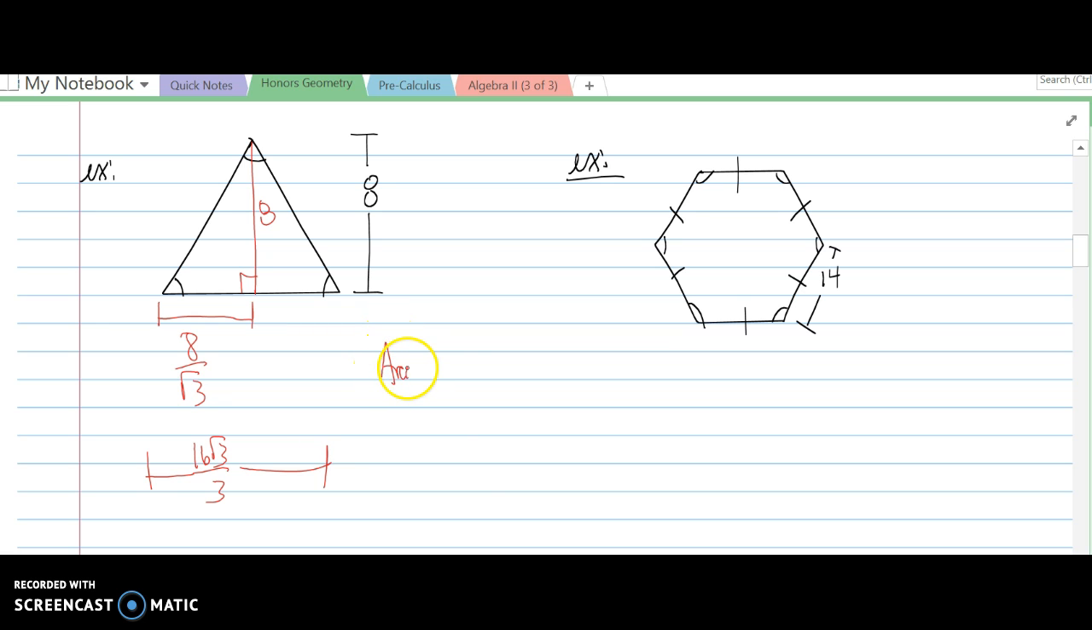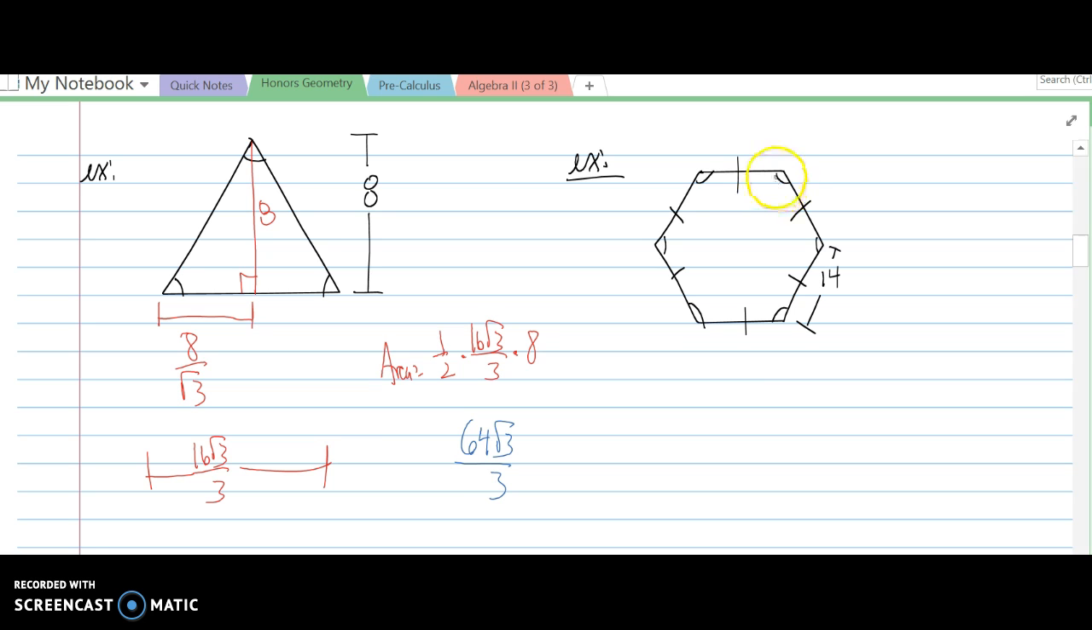So now our area is 1/2 times that base, 16 root 3 over 3, times the height, which was 8. Now if we multiply all the numerators, divide by the denominator, we can simplify this one a little bit. 16 divided by 2 is 8, times that 8 would give us 64 root 3 over 3 for the area in this one. Again, that's the exact value. You can go to your calculator to get the approximate decimal.